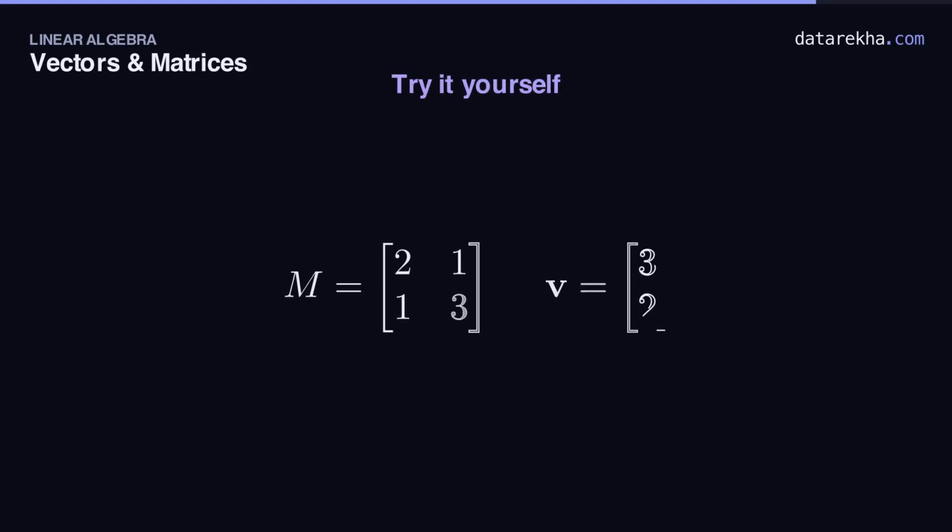Your turn. Here is a matrix M and a vector V. Pause the video right now and compute M times V yourself. Remember, each entry is a row dotted with the vector. I'll wait.